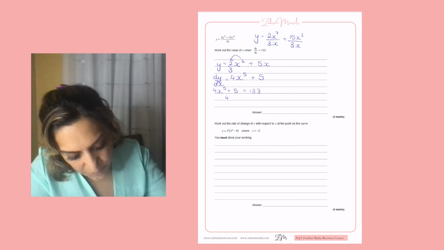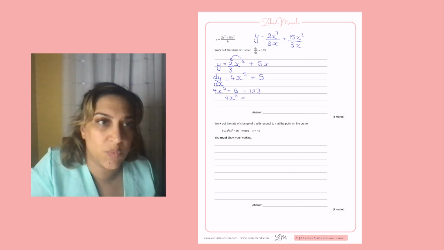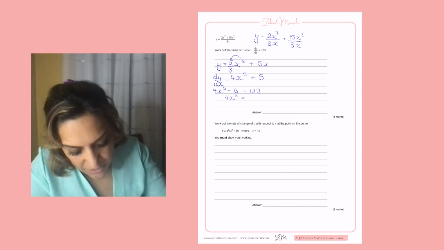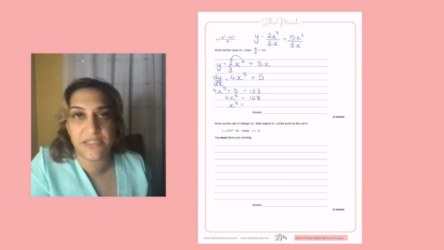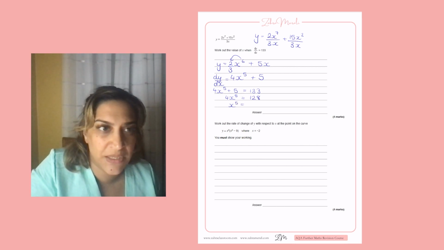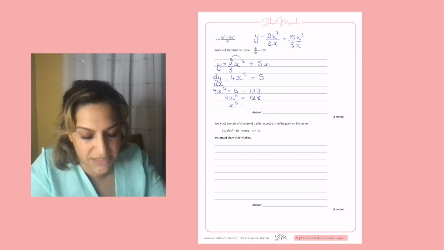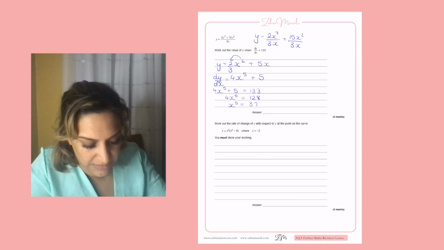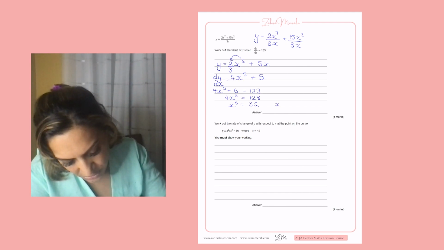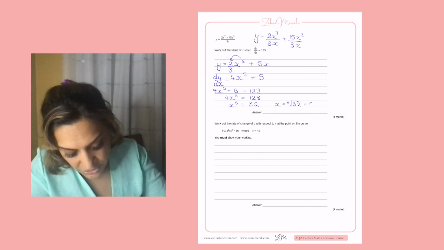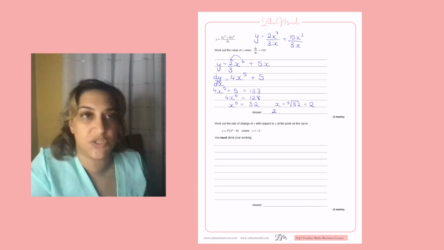So I can take away 5 from both sides. 133 take away 5 is going to give me 128. If I then divide by 4, 12 divided by 4 gives me 3, 8 divided by 4 gives me 2. And you should know that the fifth root of 32 is 2. So your answer is 2.